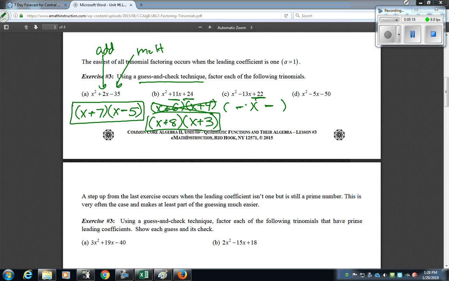And for 22, my first obvious guess would be 11 and 2. So if I have negative 11 and negative 2, I'm going to get that negative 13. So these would be the factors for C.